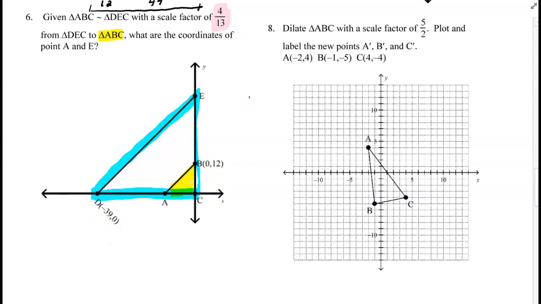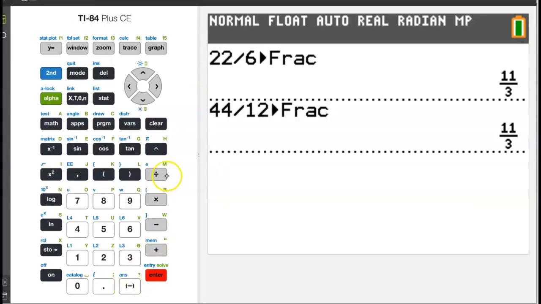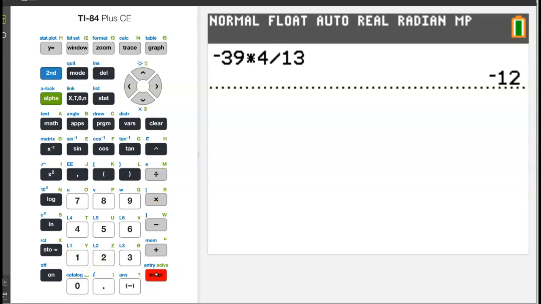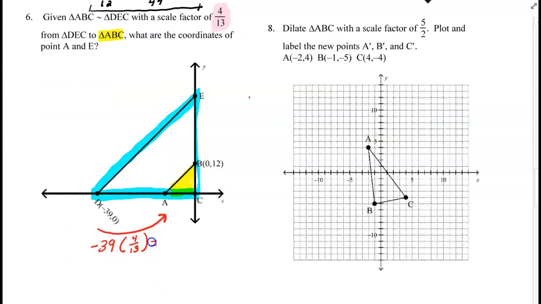So from point D to A, notice the side length is getting smaller, so I'm going to take negative 39 and multiply by 4 over 13. And I'm going to get my calculator out here. Negative 39 times 4 divided by 13. I get negative 12. And so point A is going to be negative 12, 0, because when I multiply 0 times 4 13ths, I still get 0.